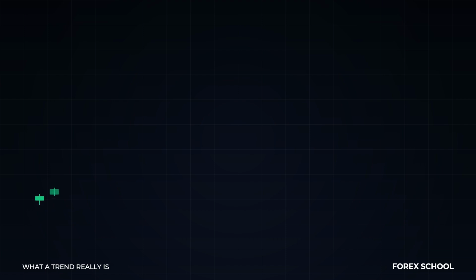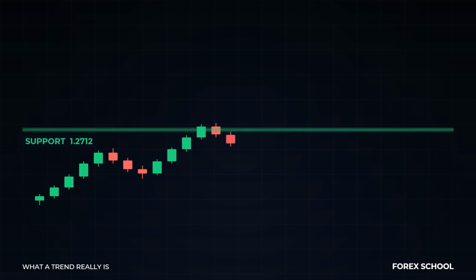Watch this. Price pushes up strongly, then eases back, but notice where it stops falling. Right here, above the previous dip. That's a higher low, buyers stepped in early. Then price rallies again and pushes beyond the last peak, the higher high. And the pattern repeats, pullback, higher low, rally, higher high. See how each higher low sits above the one before it?